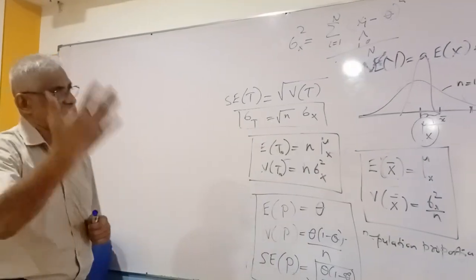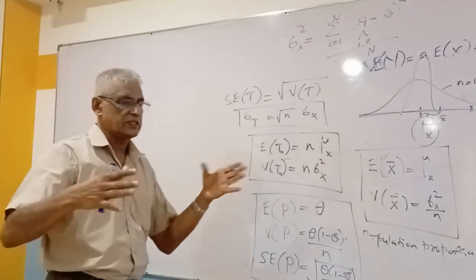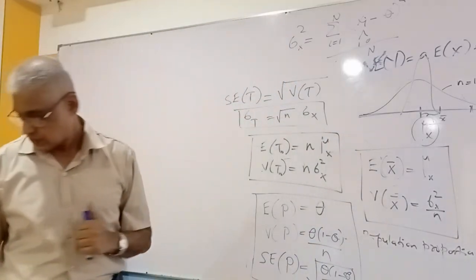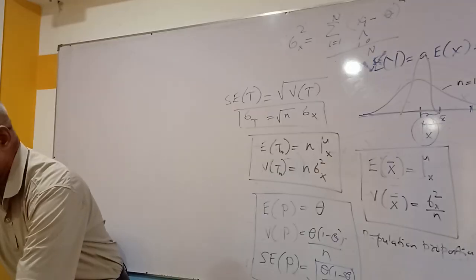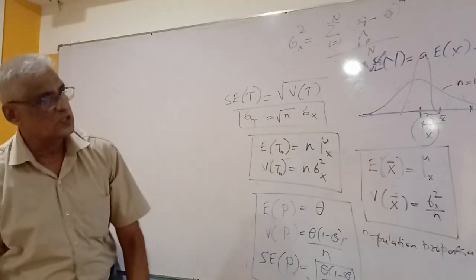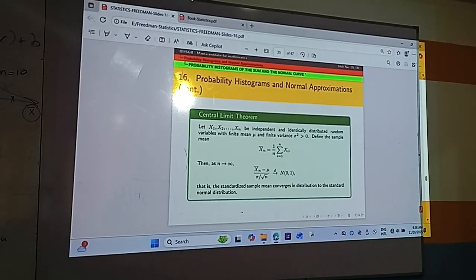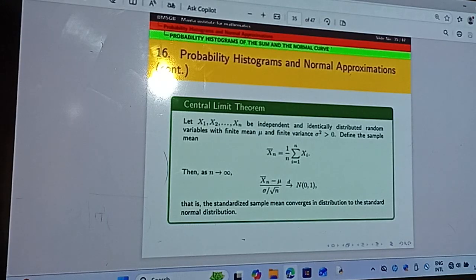And if you standardize your total, so Tn minus the mean divided by that, it will have approximately a standard normal distribution. But the more mathematically correct central limit theorem is this one. It talks about the distribution of the sample mean. So we are talking about this quantity.